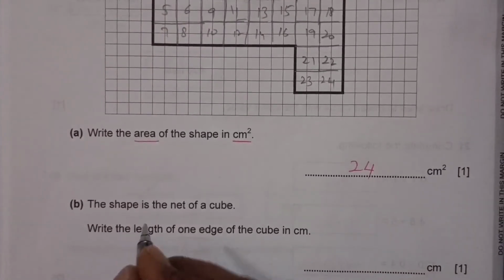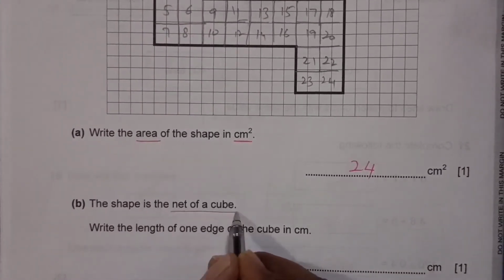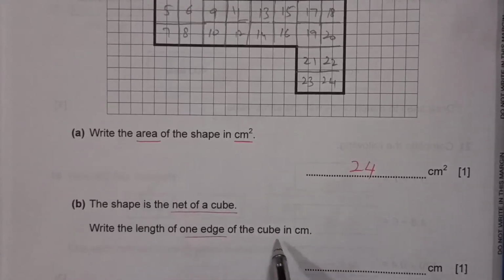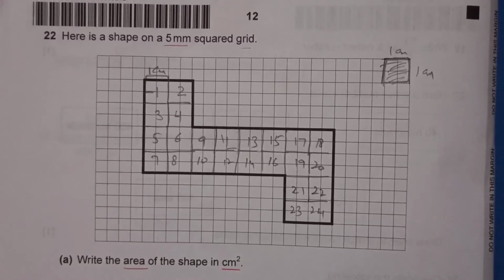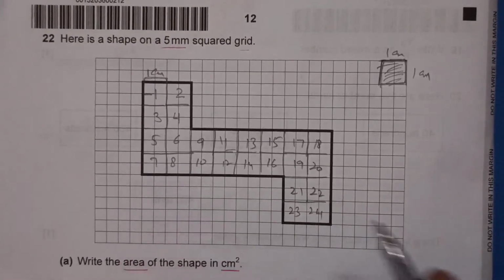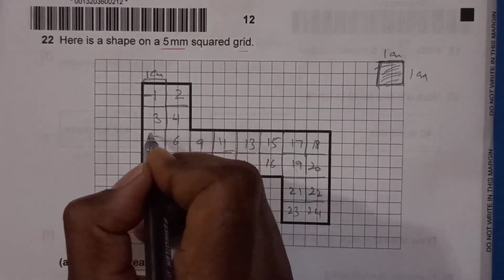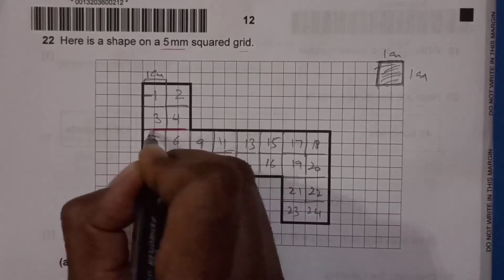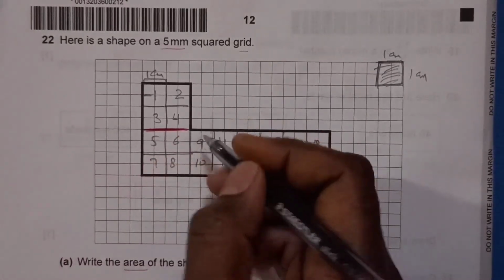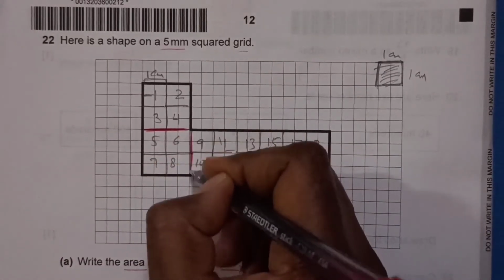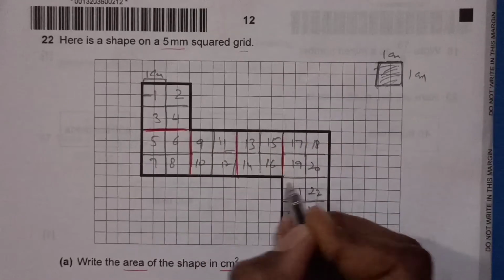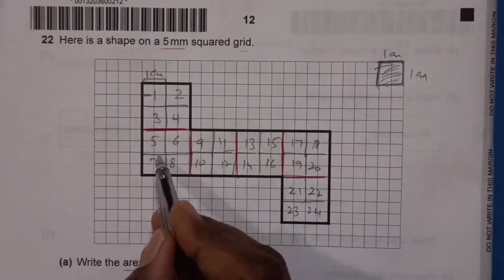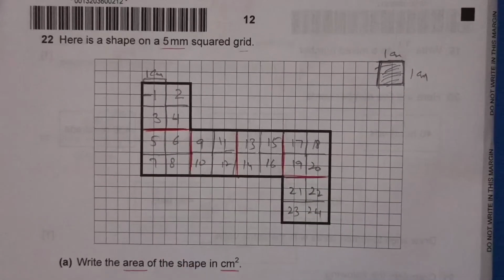Now next, the shape is a net of a cube. Write down the length of one edge of the cube in centimeters. So this is a cube actually. A cube has 6 faces. So let me show you the 6 faces here. This is 1, then 2, this will be 3, this is 4, 1, 2, 3, 4, 5 and 6.